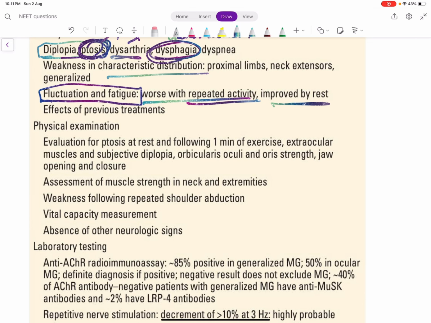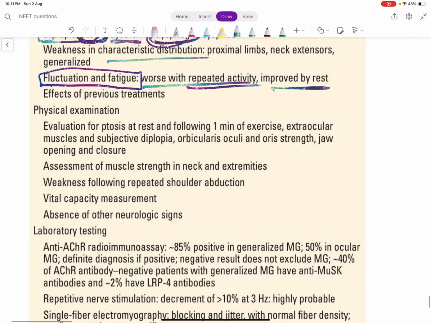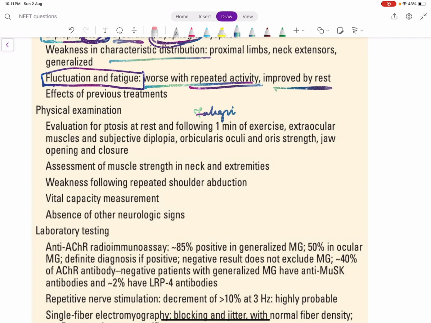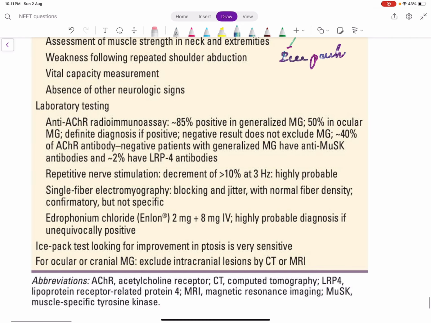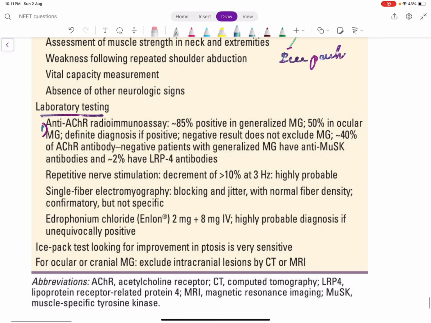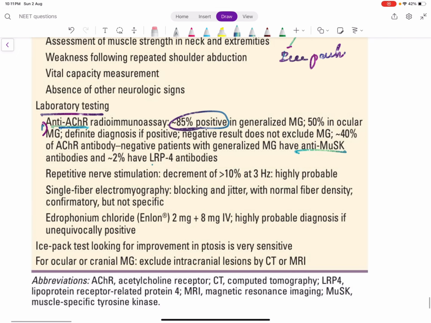It improves by rest. So how will you test that? In physical examination also, we have to test the fatigability. On repeated exercise, the weakness will worsen. And we can do the ice pack test also. On keeping an ice pack, acetylcholinesterase will be inhibited mechanically, so acetylcholine levels will improve. So lab testing we discussed. Anti-acetylcholine antibody will diagnose 85% of the cases. If it is negative, we have to check for LRP4 and anti-MuSK.